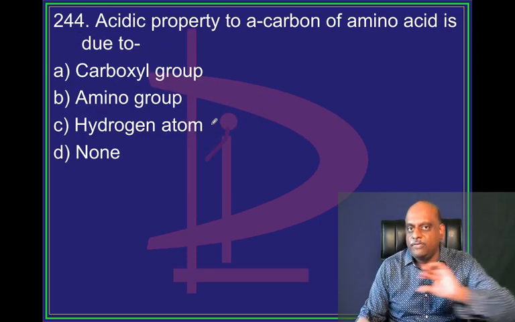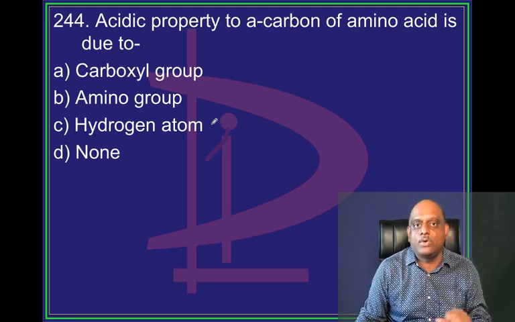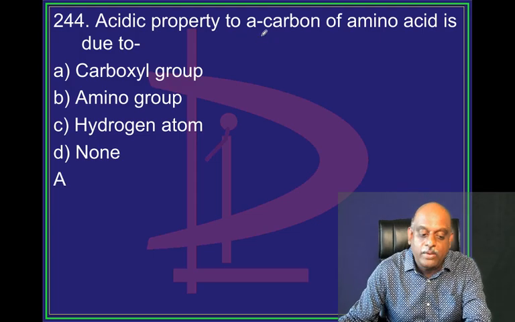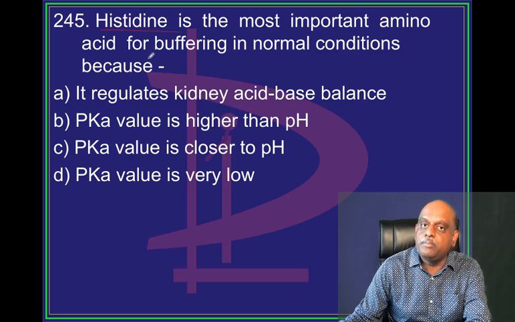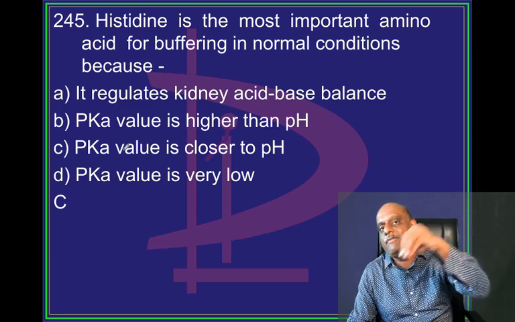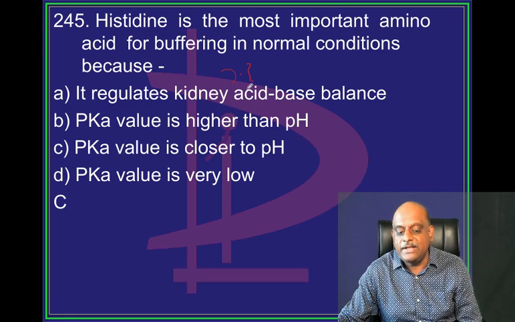Primary structure of any protein is what, doctor? The amino acid sequence is called primary. Acidic property of the alpha carbon of the amino acid is all because of the carboxyl group. Histidine is most important for buffering in normal conditions because the pKa value of the histidine is similar to the physiological pH of 7.3.